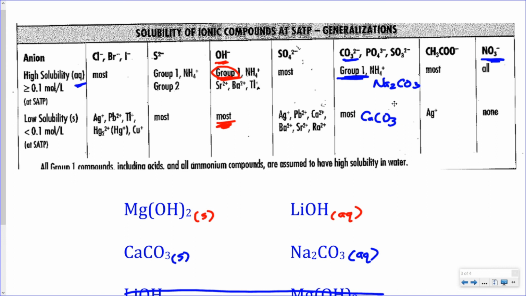So for ionic compounds, look up the anion first on this table and then determine, does your cation put you here in high solubility or here with low solubility? If it's high solubility, you write the state as aqueous. If it's low solubility, you write the state as solid.